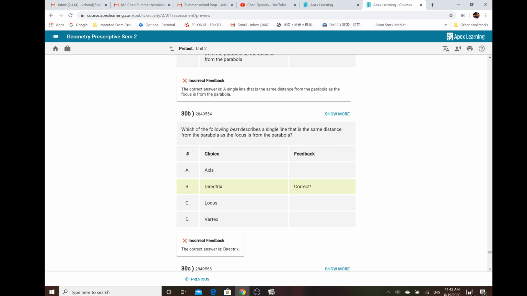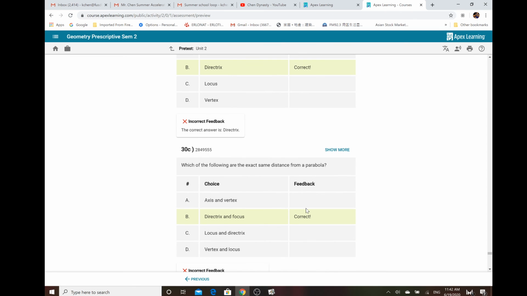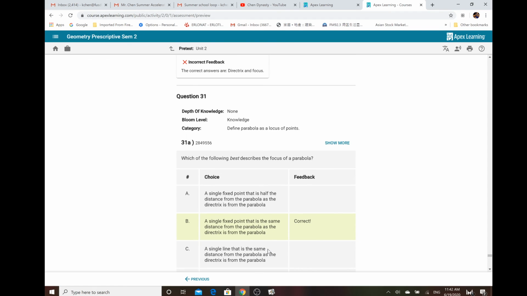Which of the following best describes a single line that is the same distance from the parabola as the focus is from the parabola? Directrix. And which of the following are the exact same distance from the parabola, directrix and focus? You can see that the rest of these don't even make sense. 31. Which of the following best describes the focus of a parabola? It's a single fixed point that is the same distance from the parabola as the directrix is from the parabola.